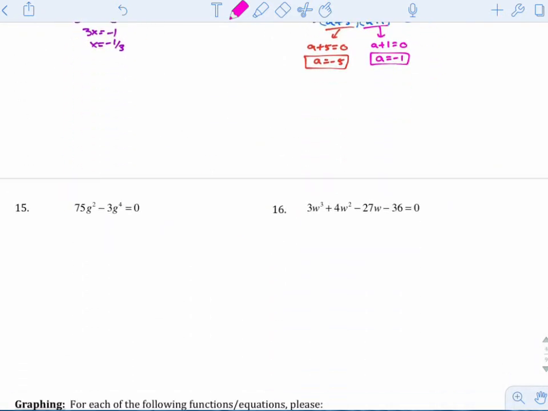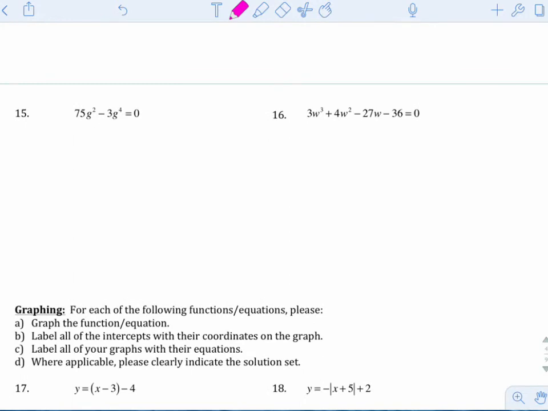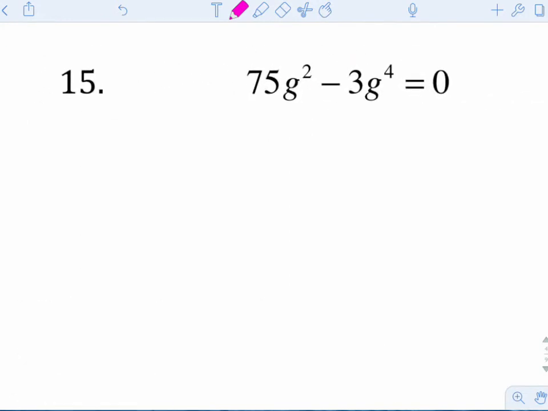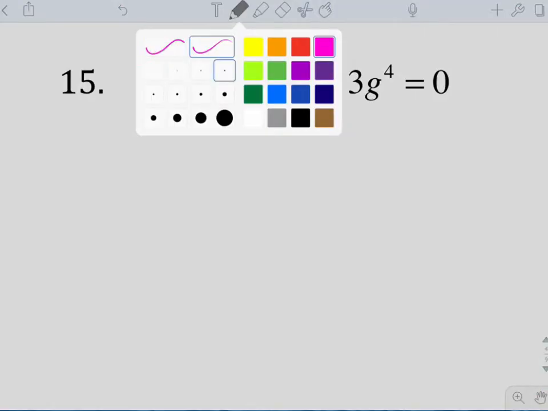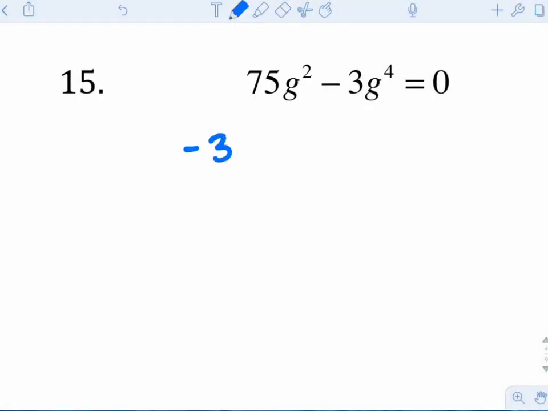All right, how many more of these do we have? Let's see. Okay, 1, 2. Here we go. More equation solving. First things first, I see that we are not in standard form. Let's rewrite this in standard form. So we've got negative 3g to the 4th plus 75g squared equals 0.